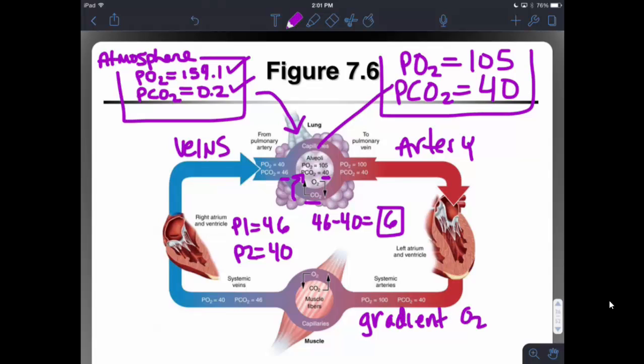The gradient for oxygen was 65. The gradient for CO2 is only 6. But there's still a gradient, and it's favoring CO2 leaving the blood and coming into the alveoli.